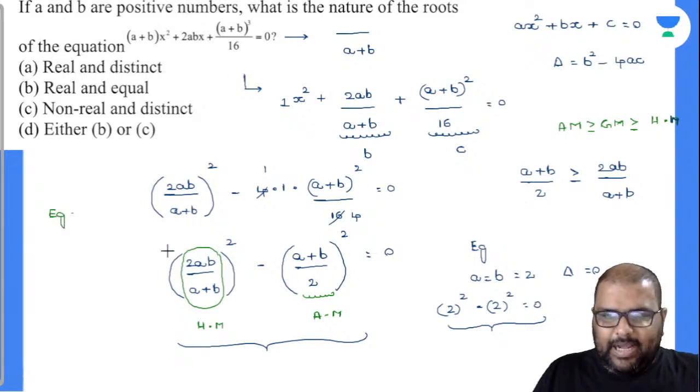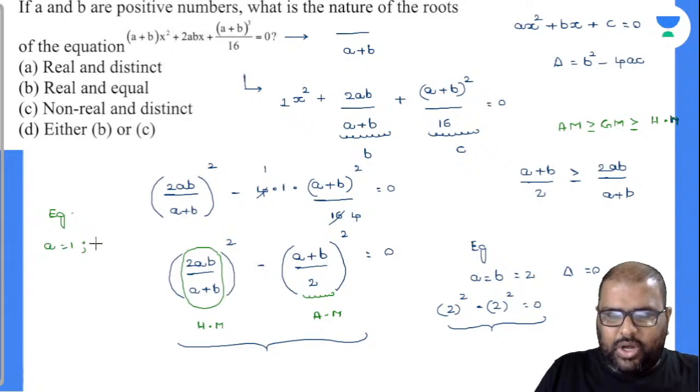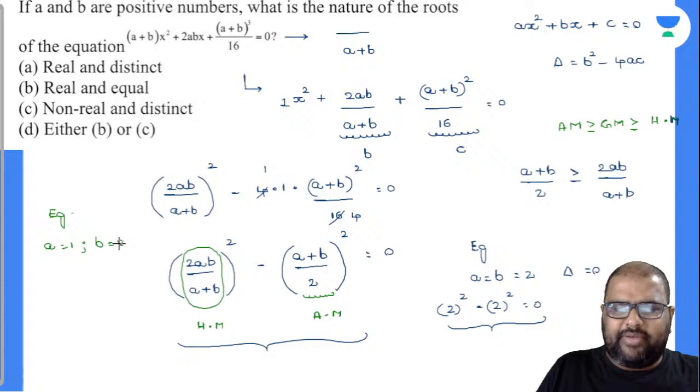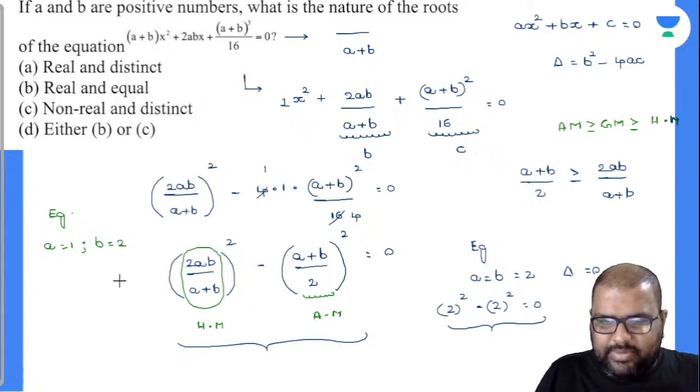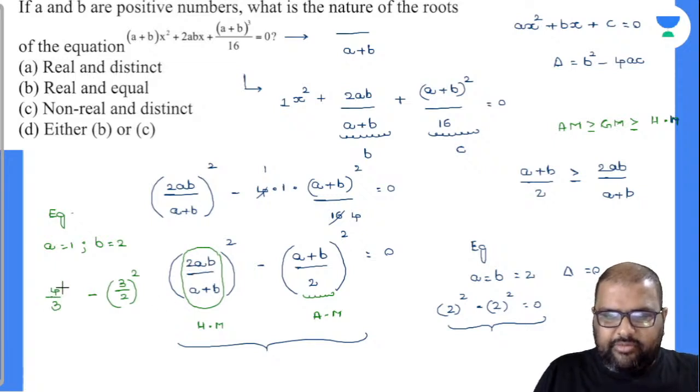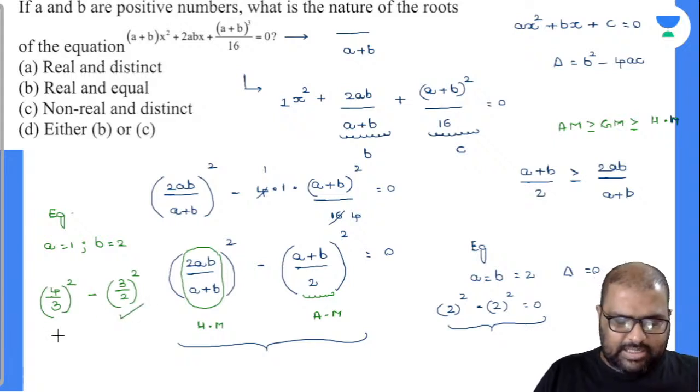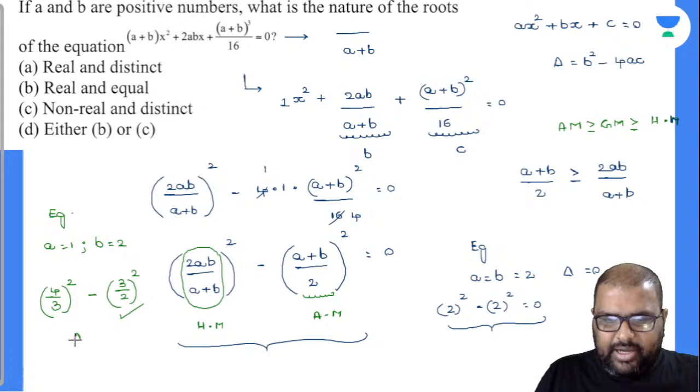Now if my a value is equal to 1 and my b value is equal to 2, non-equal, taking separate values, what will be the answer? 3 divided by 2, so this will be 3 by 2 whole square, minus 2 into 2 into 2, 4 divided by 3, 4 by 3 whole square. Which value is higher, 4 by 3 or 3 by 2? This value is higher. By this, my discriminant value is less than 0.